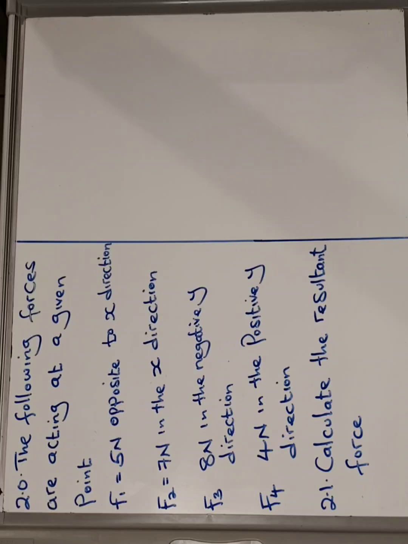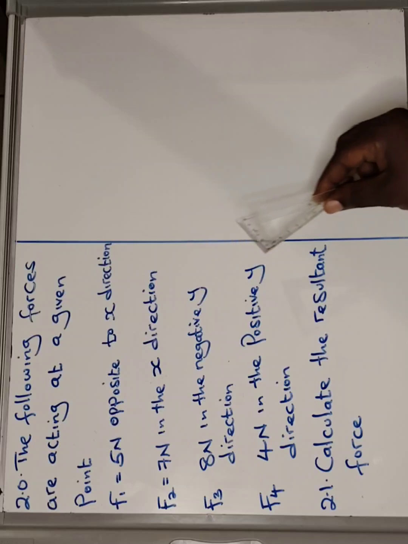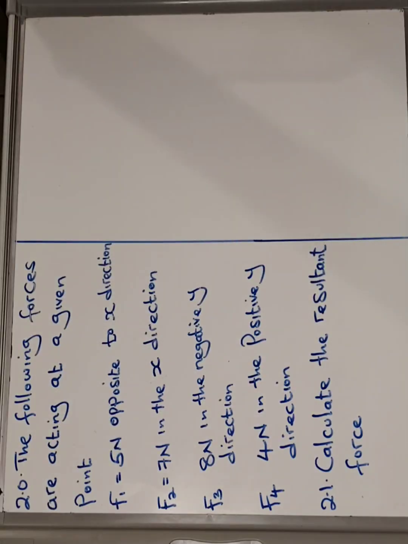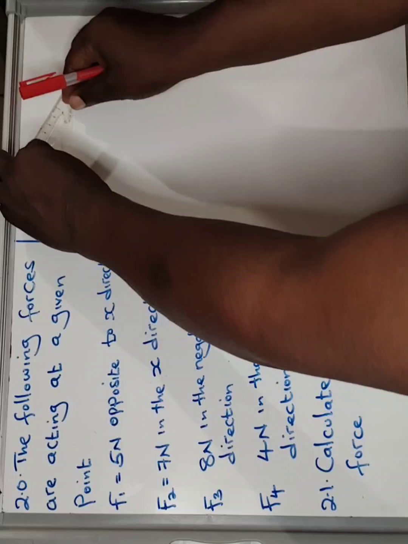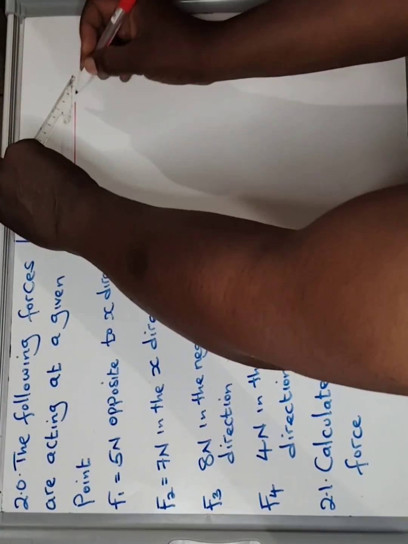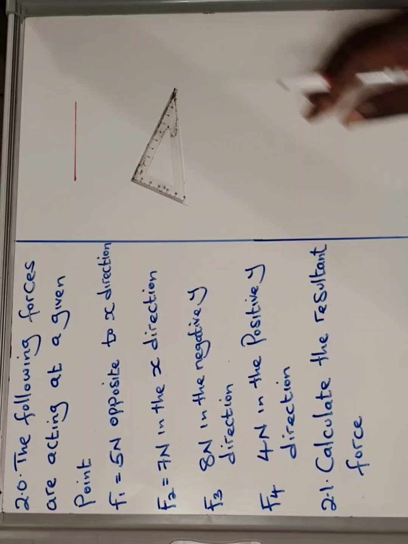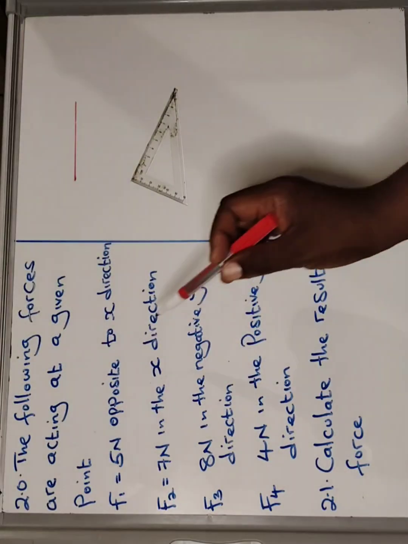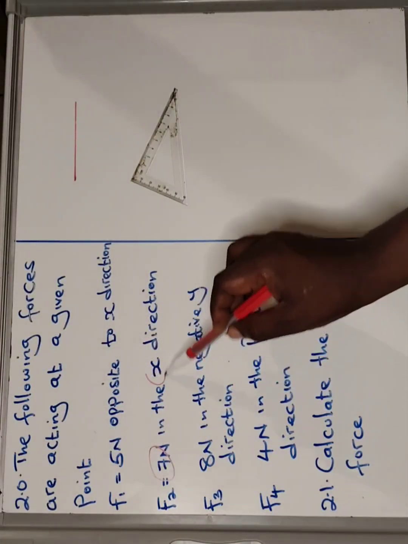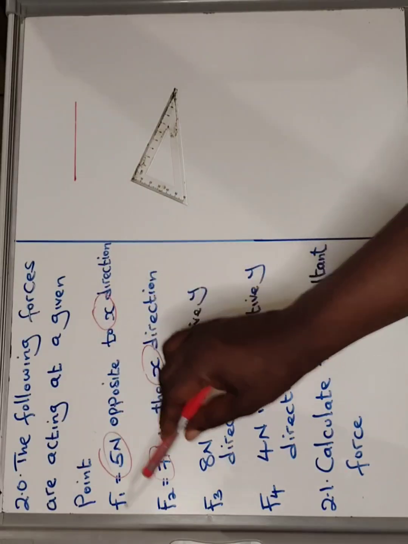How do we go about that? Okay, we'll have to remember that once they are indicating x and y, it means that they are talking about the Cartesian plane. And we have to remember that for Cartesian, this is x. Okay, let us choose those which are in x. We have the 7 and the 5.